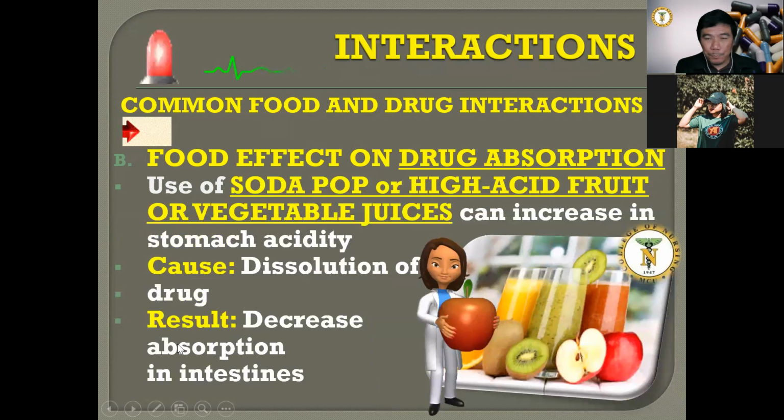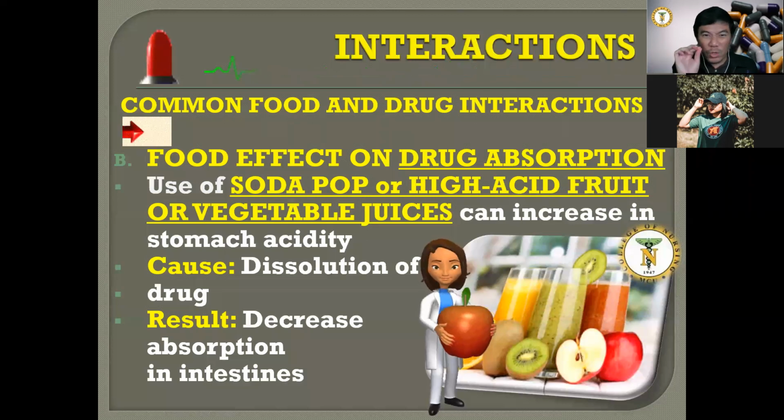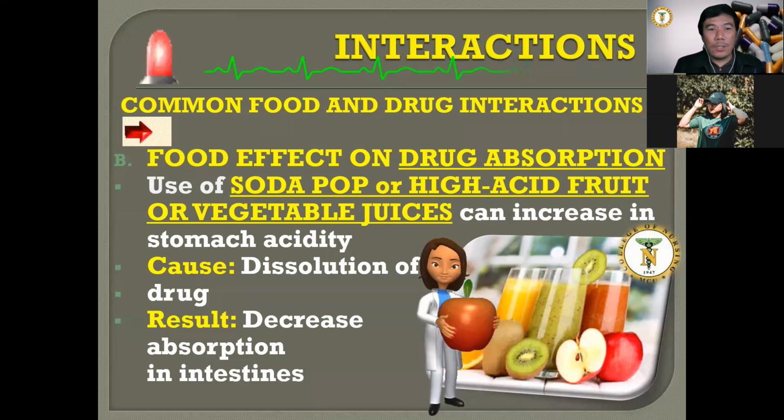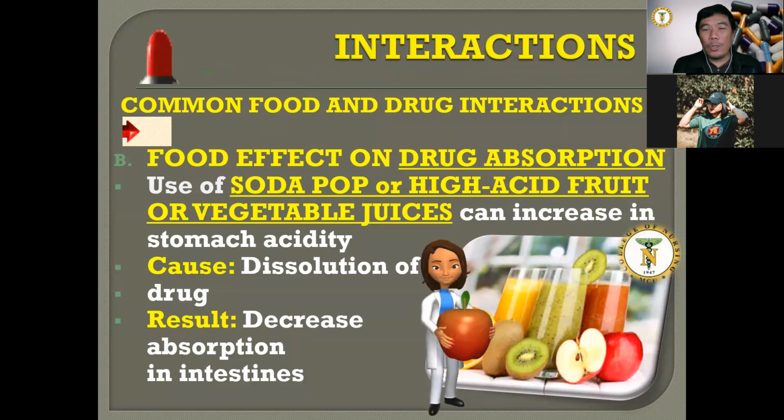Next po is we have those who are fond of drinking soda pop. Ito yung mga highly carbonated na drinks, fruit drinks, soda pop, tapos mga high acid fruit and vegetable juices. Class, pag sinabi nating high acid fruit juices, obviously it may cause the premature absorption of the drug because it may have early dissolution of the drug, premature breakdown of the drug. Thus, this may decrease the absorption in the intestine.